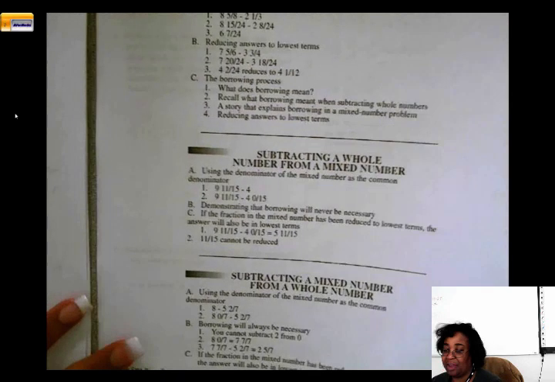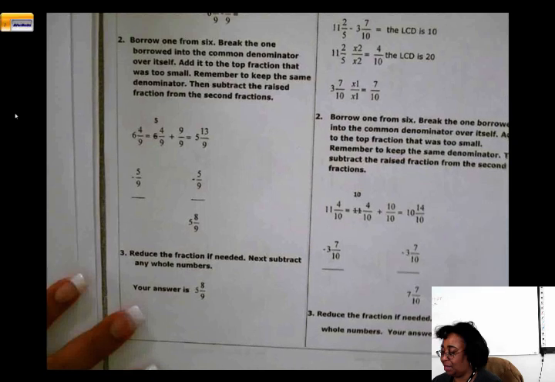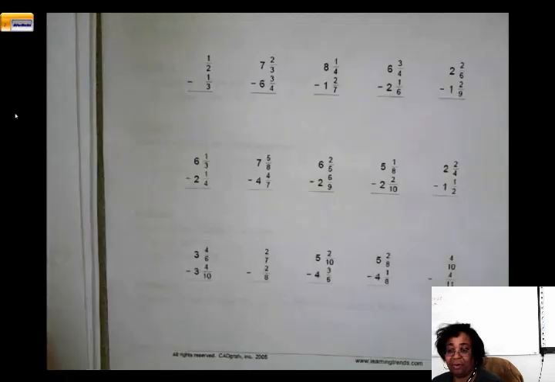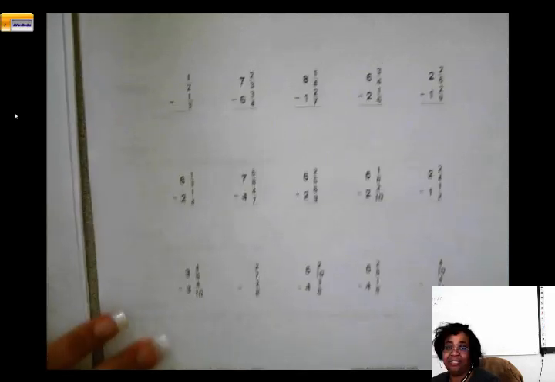Page 4 just talks about how to borrow and how to subtract mixed numbers. Page 5 has some more examples on how to borrow. And of course, you guys can ask me questions too. I'm right here. I don't want to be lonely, so come and talk to me too.